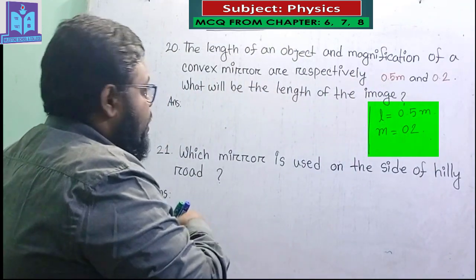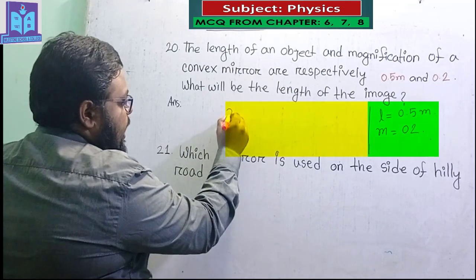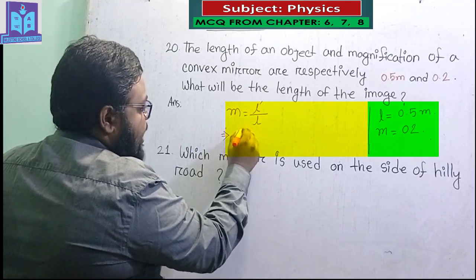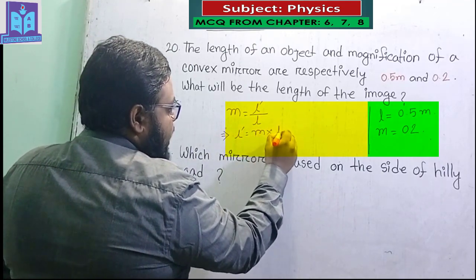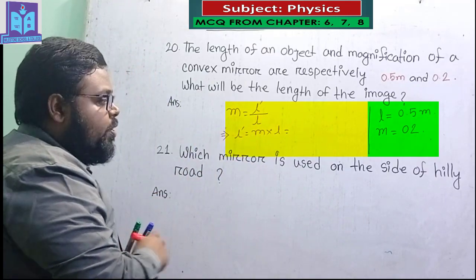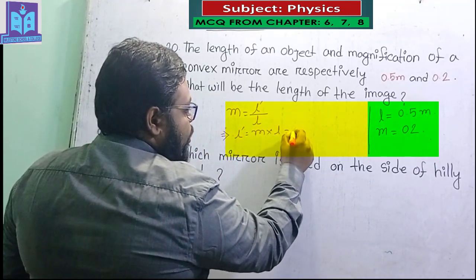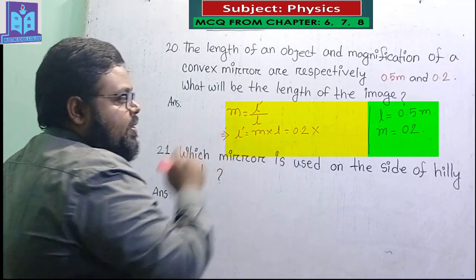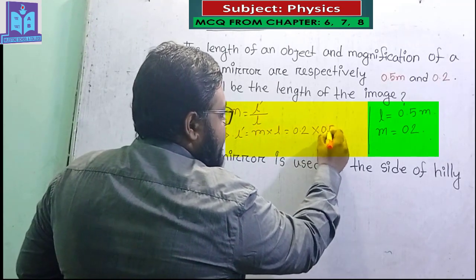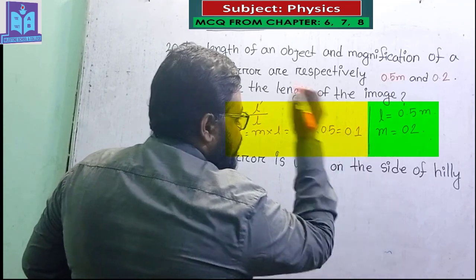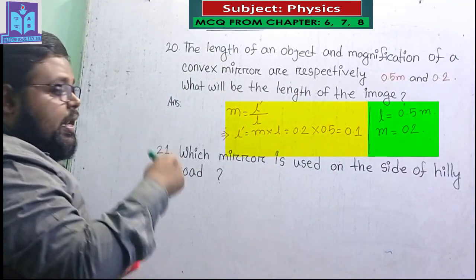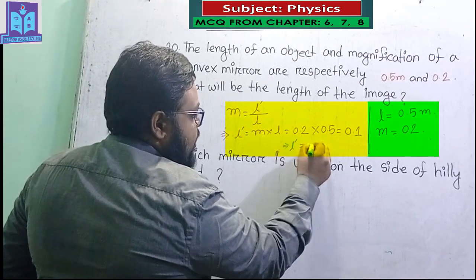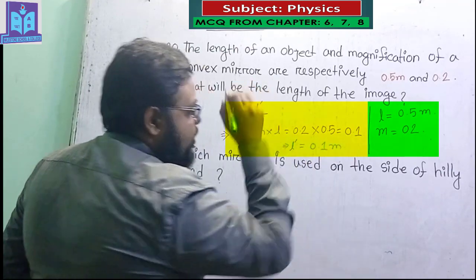Okay, so we know that the magnification m equals L prime by L. So L prime equals m into L. M is the magnification, L is the length of object. So if we put the value of magnification, m equals 0.2 and the length of the object is 0.5, then we will get the answer 0.1. So the length of the image L prime equals 0.1 meter is the answer.